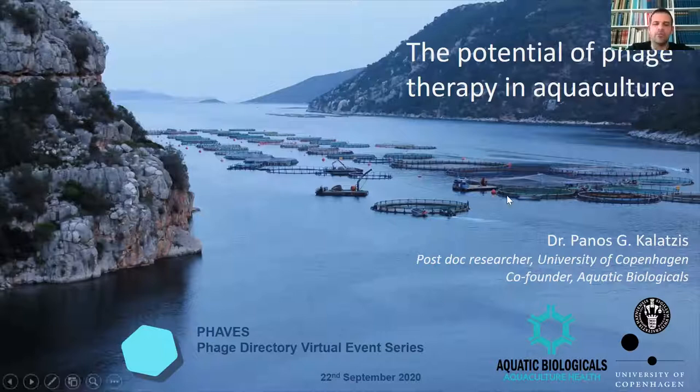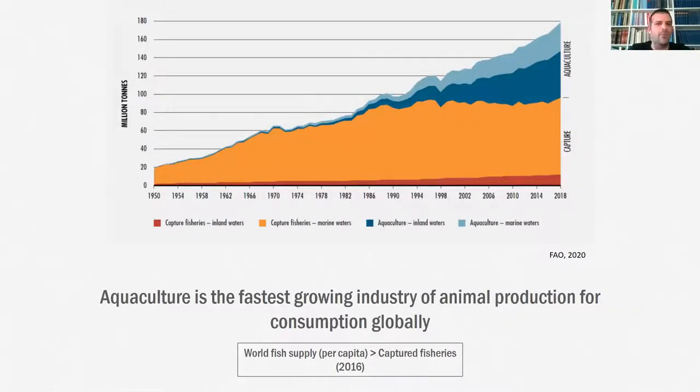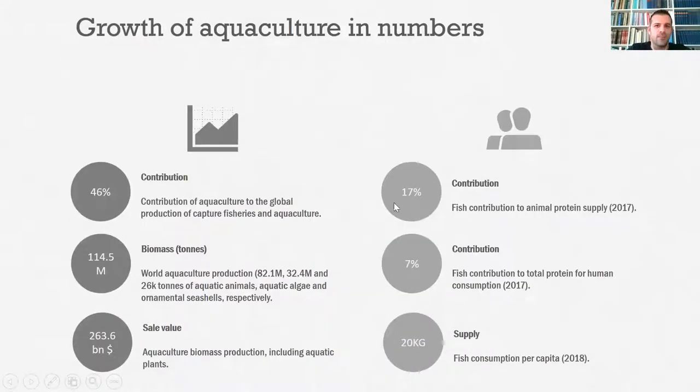As I said, I'm going to talk about the potential of phage therapy in aquaculture. First of all, I would like to set up a little bit of background on aquaculture. I would like to say that aquaculture is the fastest growing industry of animal production for consumption globally. This is a graph that I took from the latest report of the Food and Agriculture Organization in 2020. And here we can see that we have another new record number of aquaculture production and biomass. It has been the fastest growing industry for at least the past 4 to 5 decades. It's interesting to mention that in 2016, the world fish supply per capita surpassed that of captured fisheries.